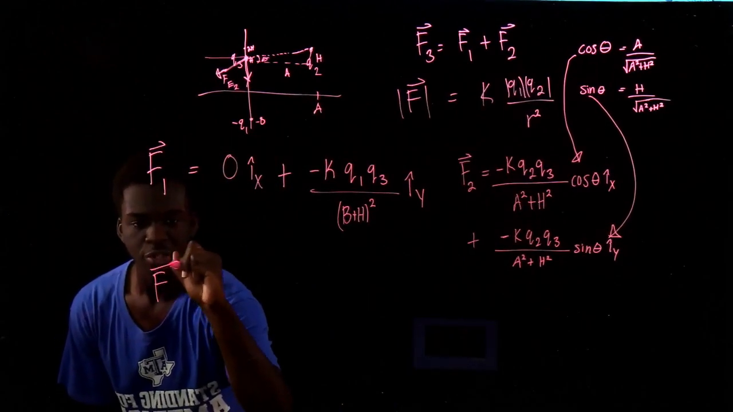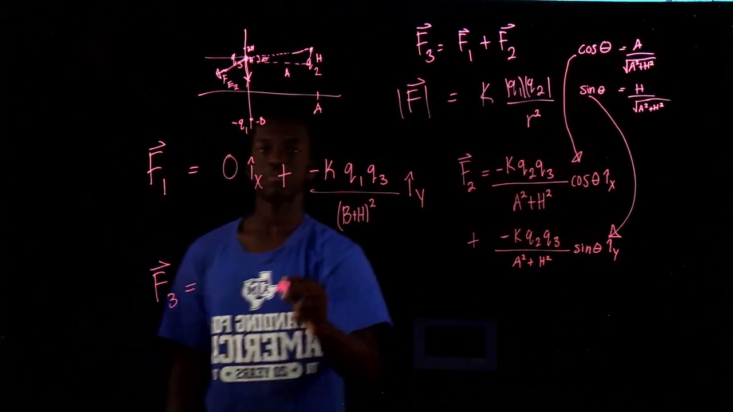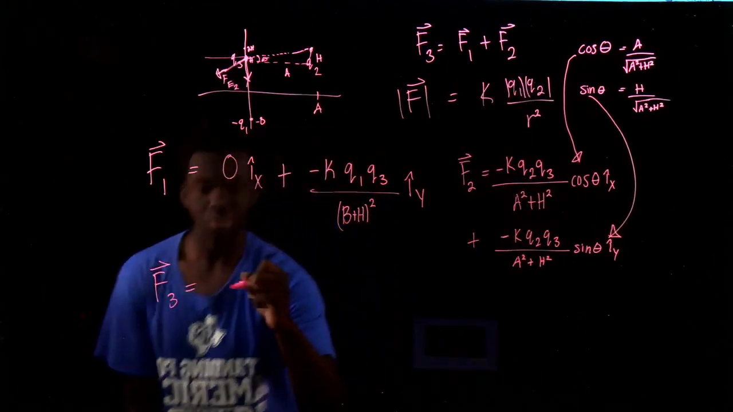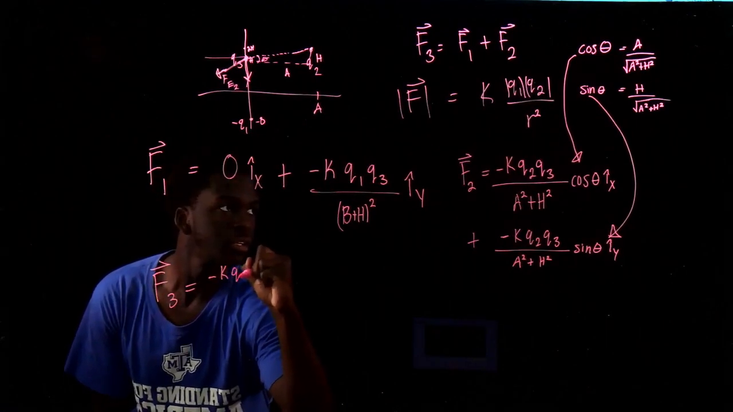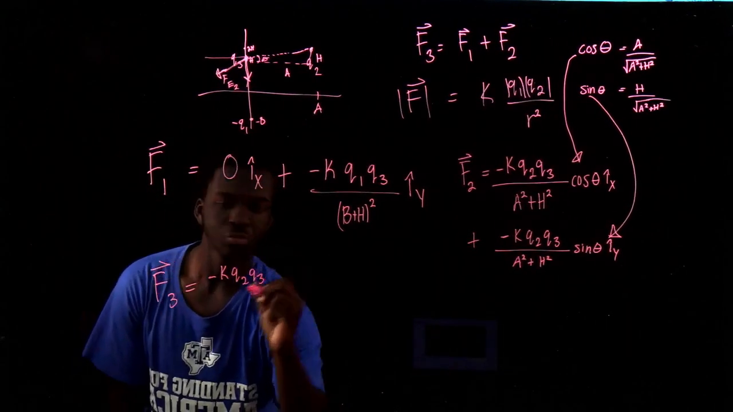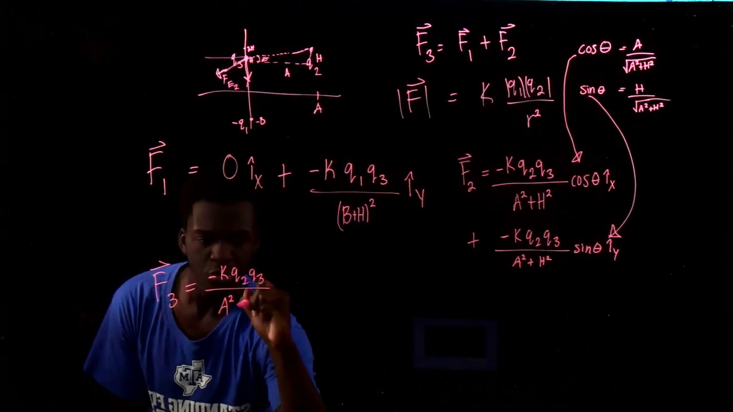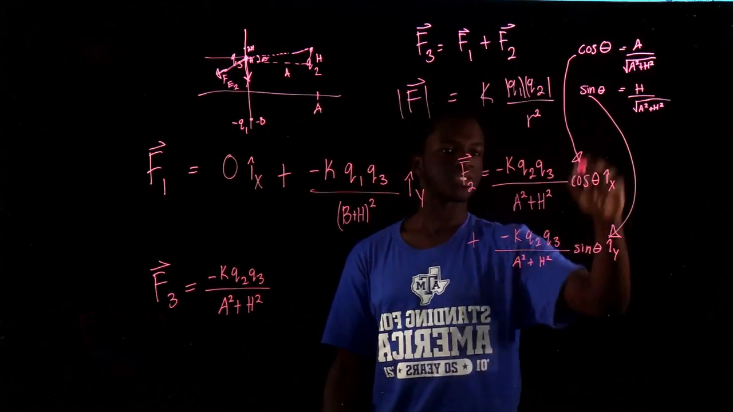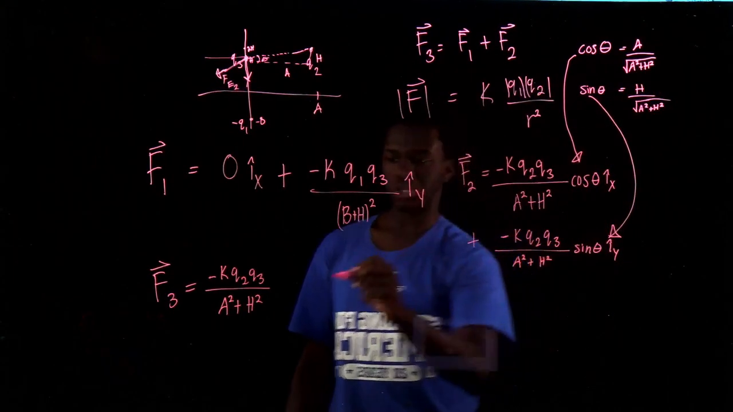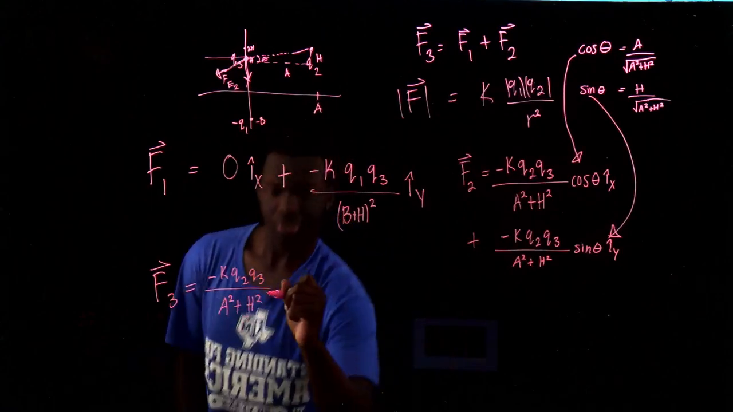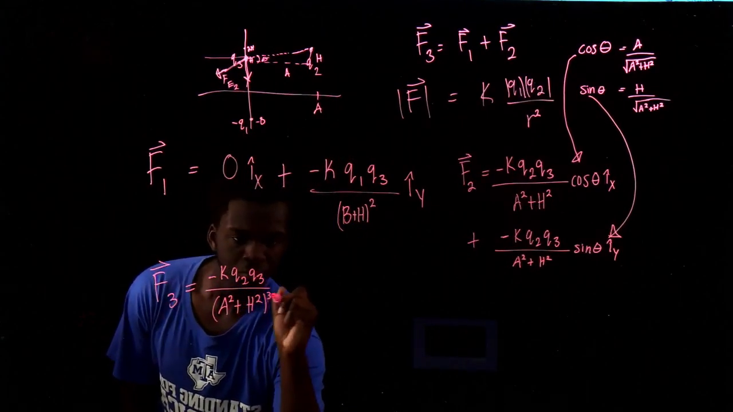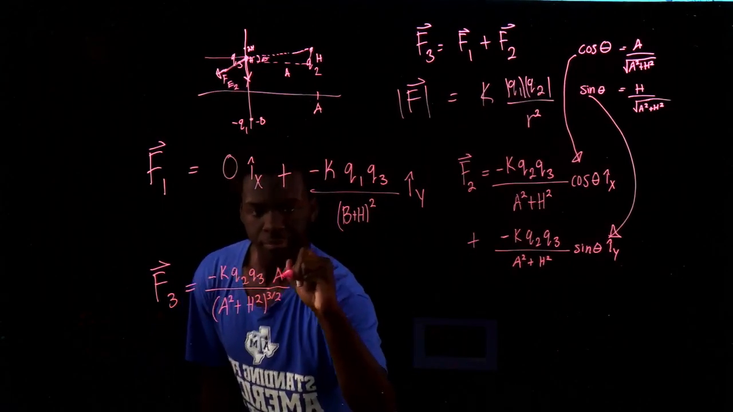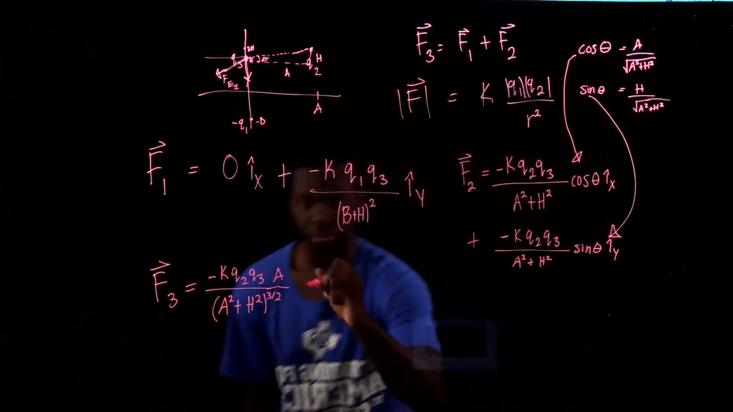So I'm gonna write straight into it. F3, we're combining this. This is 0x, so we're gonna have to write this x first. It's gonna be negative k q2 q3 over a squared plus h squared. But then cosine theta is taking the half, so it's gonna be 3 over 2 times a. So that is the ix.